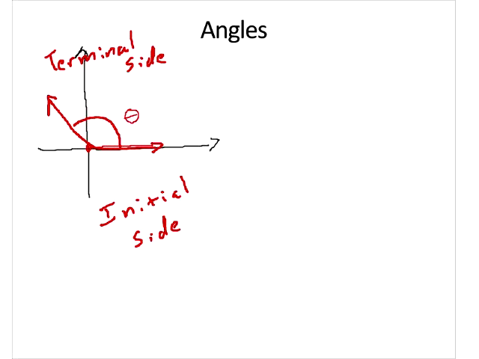If it's going counterclockwise, that's a positive rotation. If it's going clockwise, that would be a negative rotation. So this is a positive rotation. I'll show you one that has a negative rotation. So if you imagine one here on the x-axis, this angle here would be a negative rotation.